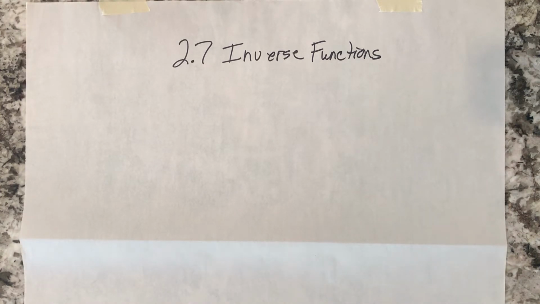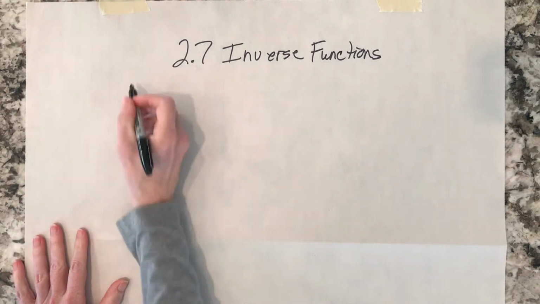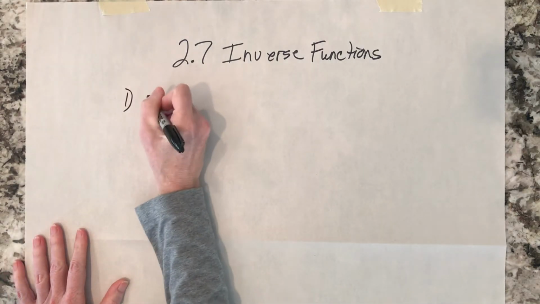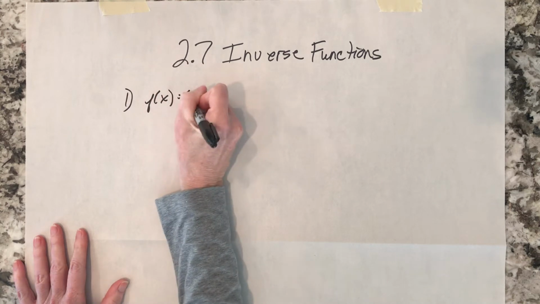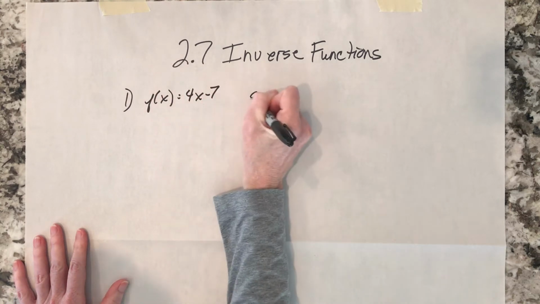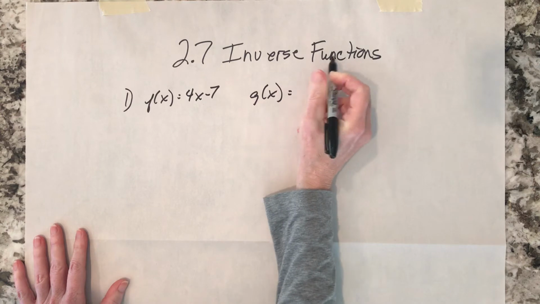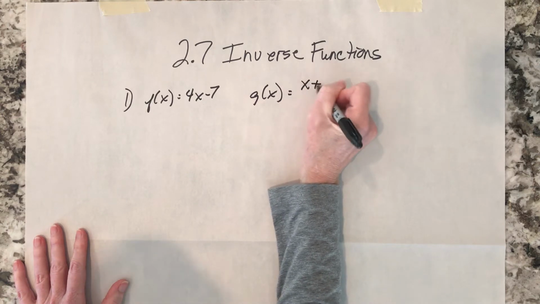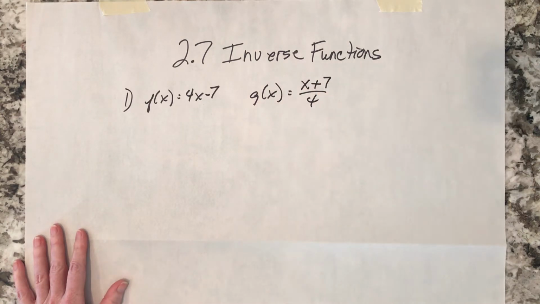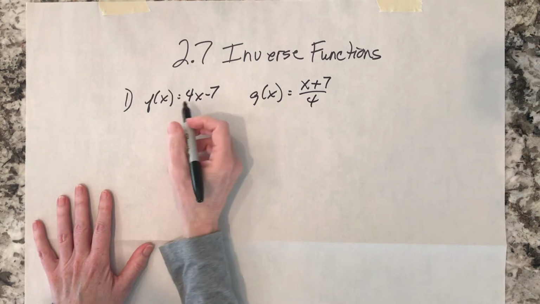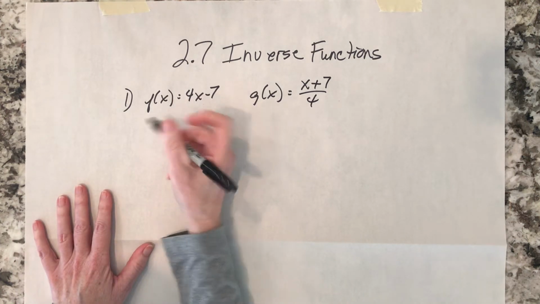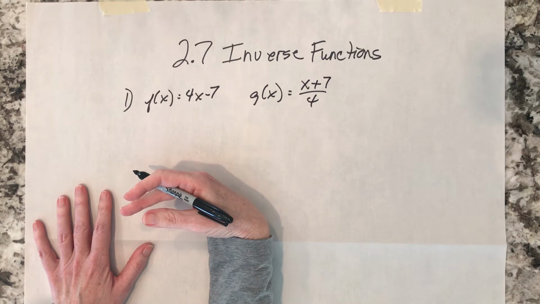Let's start with Thomas's worksheet. Number 1 on there. To remind you, you already know this, f of x equals 4x minus 7, g of x equals (x plus 7) over 4. This is playing around with composition. This isn't about inverse, but it leads us to it.